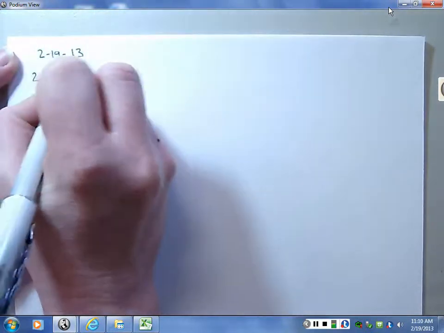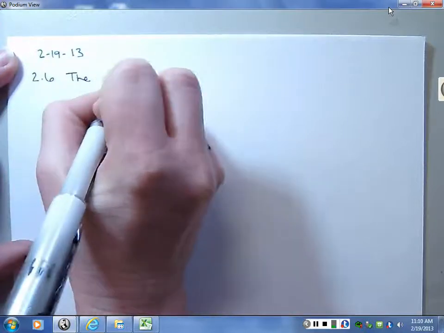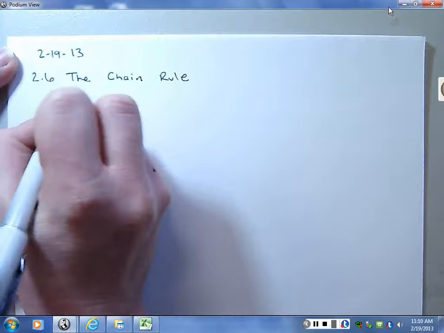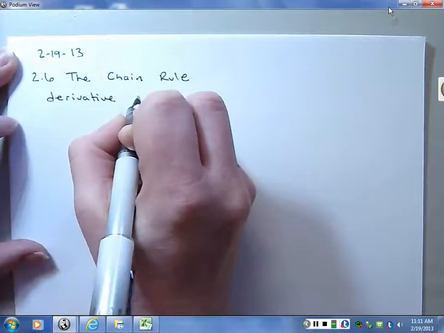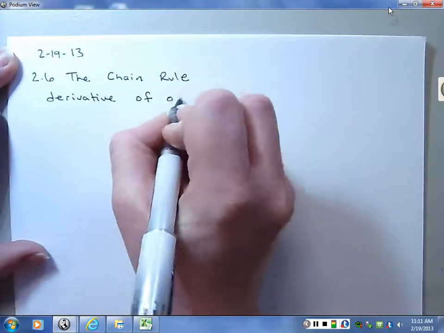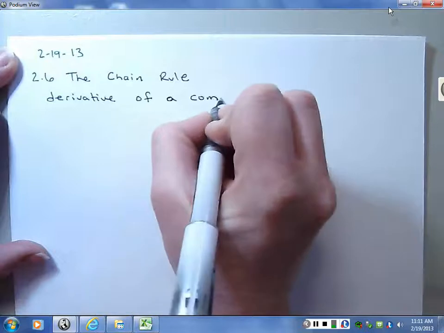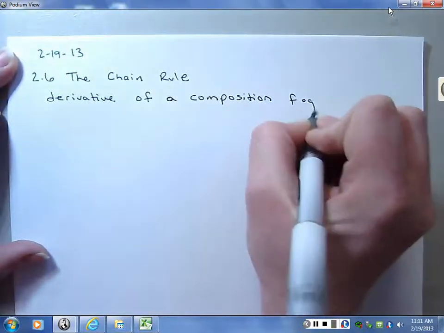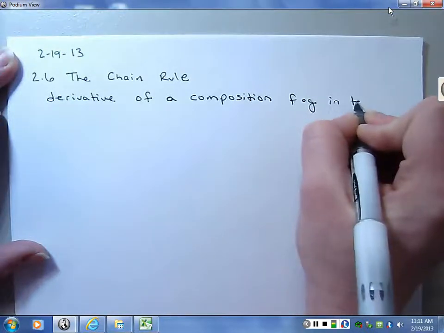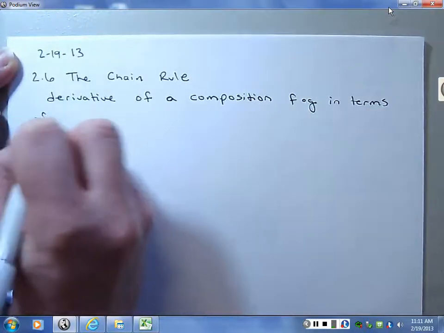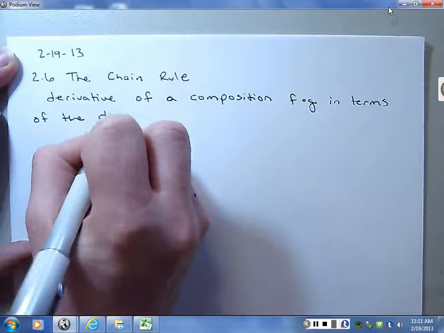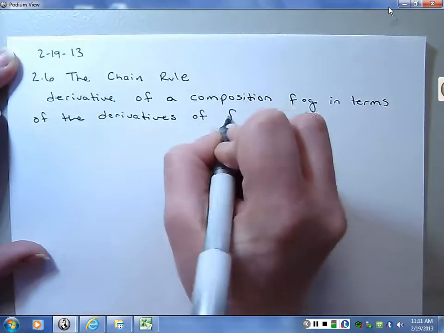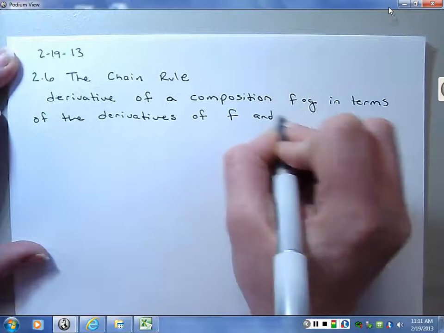2.6, this is known as the chain rule. So we're going to calculate the derivative of a composition in terms of the derivatives of the individual functions f and g.